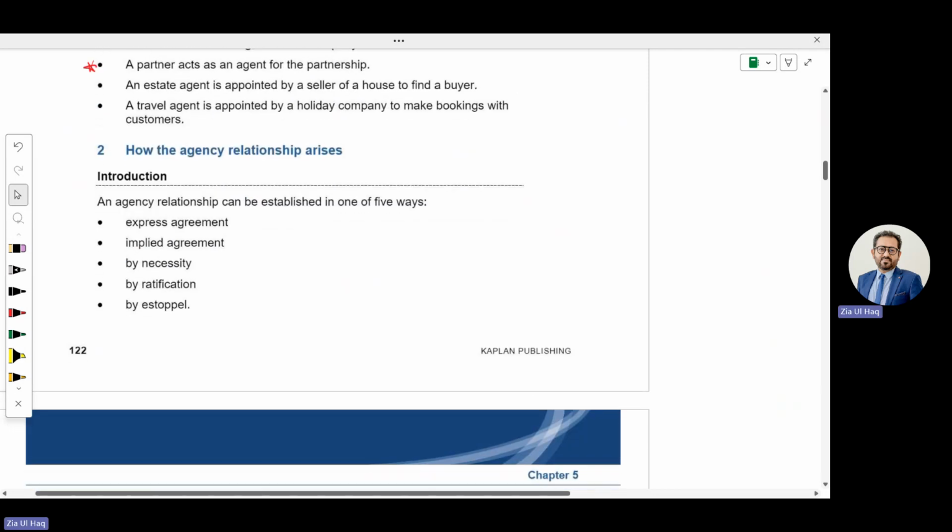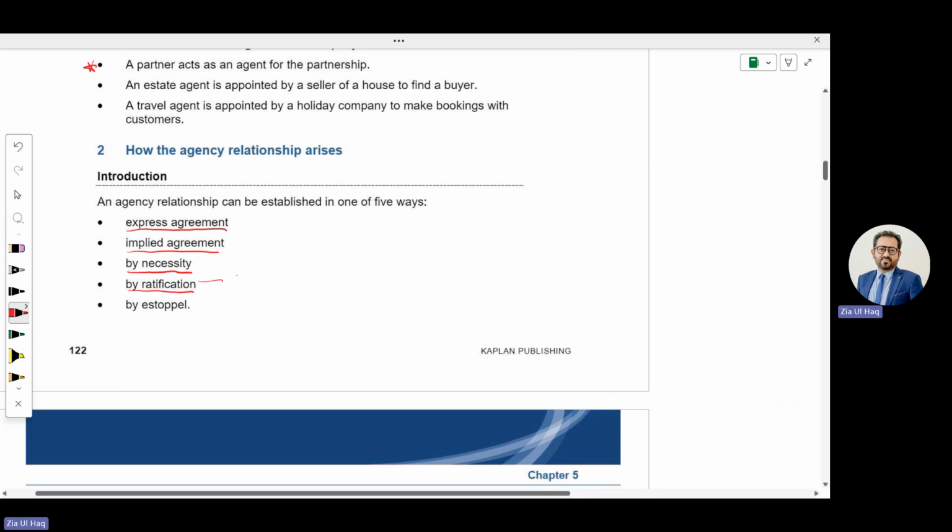How does the agency relationship arise? An agency relationship can be established in any one of 5 ways. Agency relationship can be through express agreement, meaning both principal and agent have written down something. They have stated everything: you are my agent and you need to do this, and I will pay you for this. It could be implied agreement, meaning not expressed but implied. If a person is doing something on behalf of another, it is implied, like in the case of the property business, estate agents. Or by necessity. By necessity, what does that mean? We're going to discuss in detail later on.